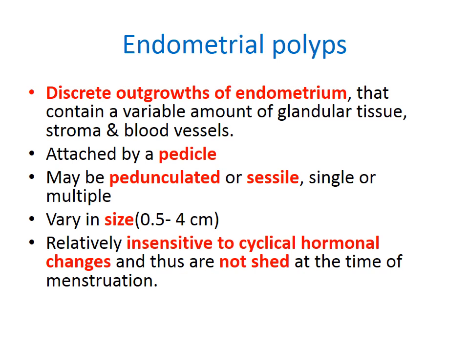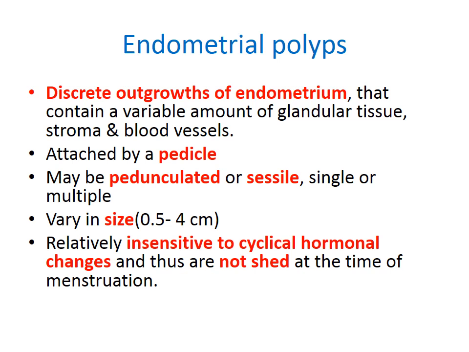What are endometrial polyps? These are discrete outgrowths of the endometrium that contain a variable amount of endometrial glandular tissue, endometrial stroma, and blood vessels. They are commonly attached by a pedicle to the uterine wall, in which setting they are known as pedunculated ones, or they are sessile and do not have a pedicle, rather they are attached by a large flat base to the uterine wall. They can be single or multiple.